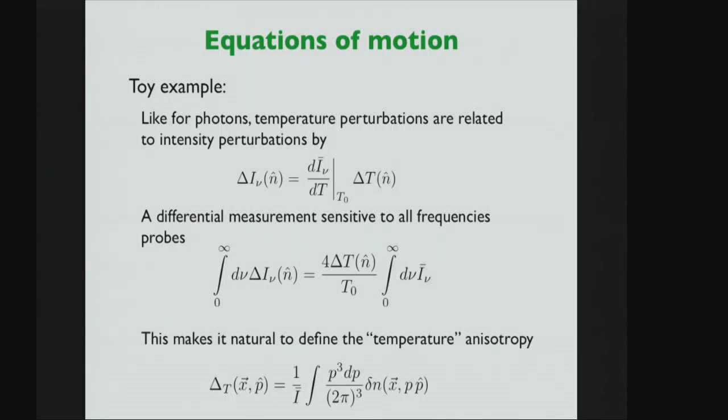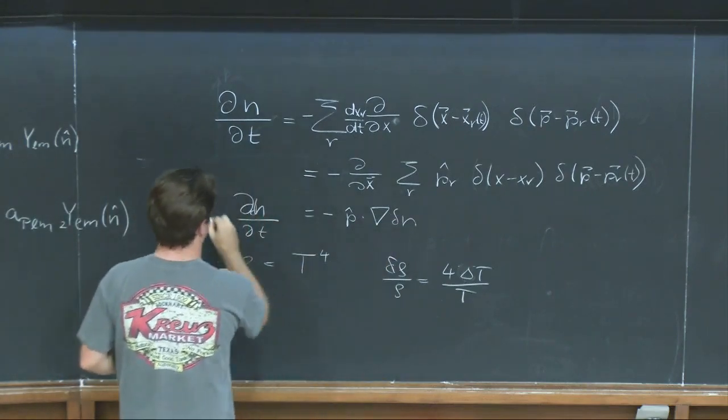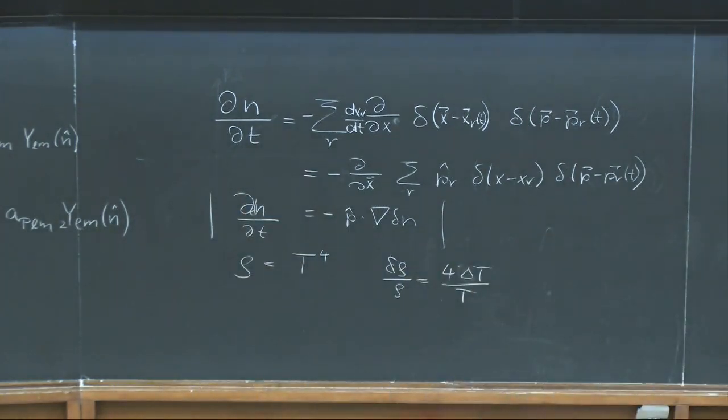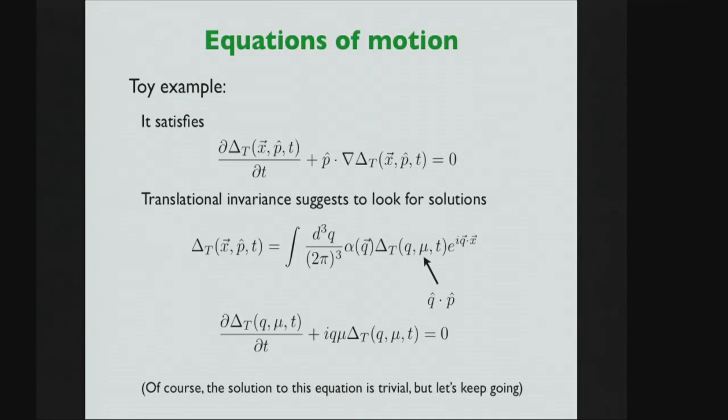And so instead of the Boltzmann equation for the phase space density, we'll now be interested in deriving an equation of motion for this quantity. It's very easy because it just inherits its equation of motion from the Boltzmann equation. If you do perturbation theory, you just put deltas here. So the delta satisfies that same equation, and you have an equation of motion for the temperature perturbation at a position x in the direction p hat that looks like this.